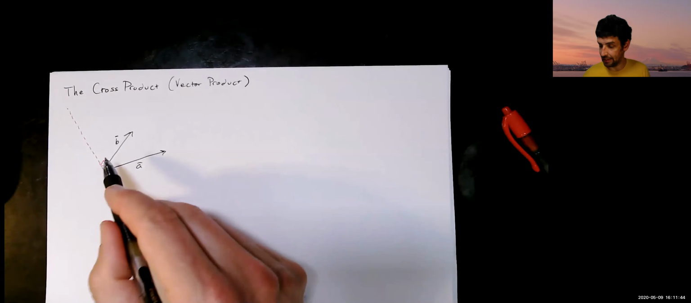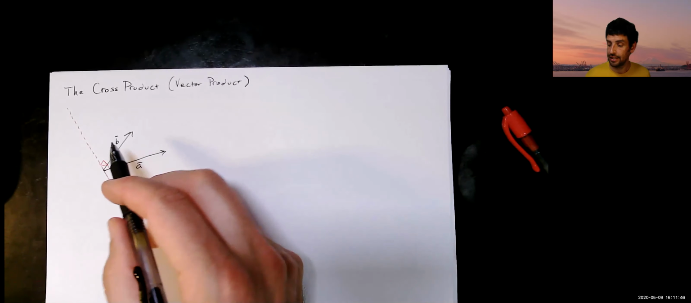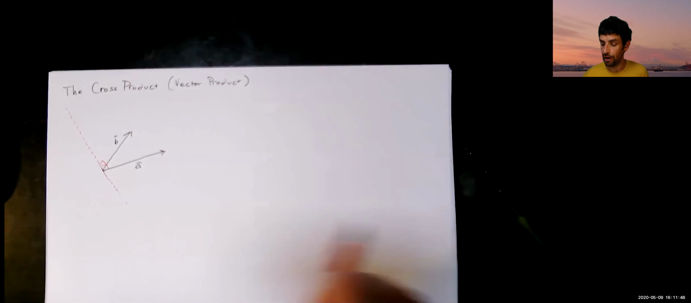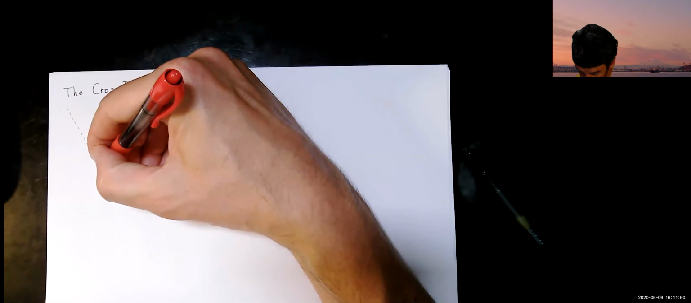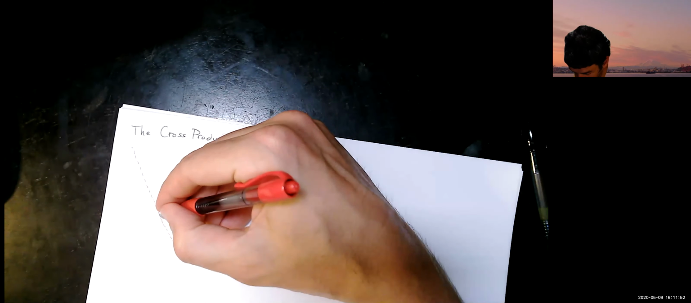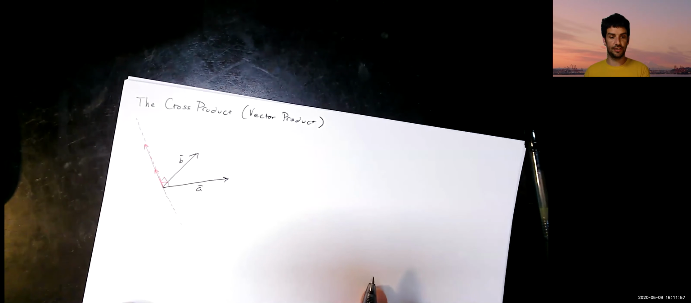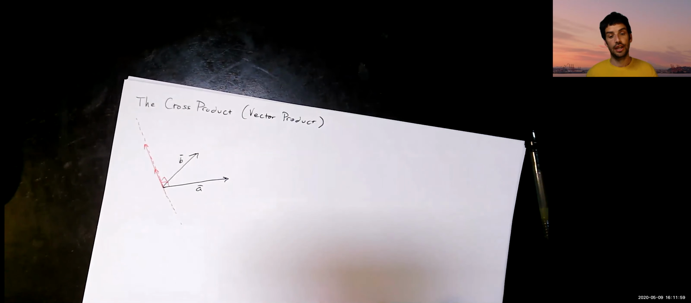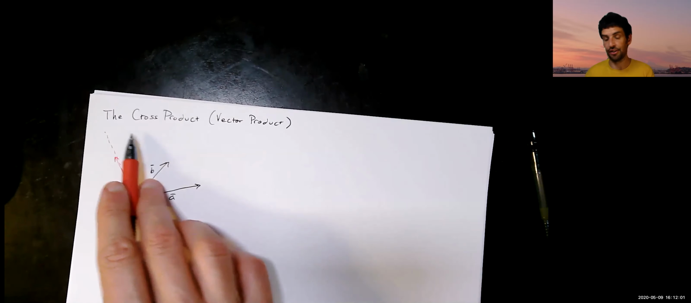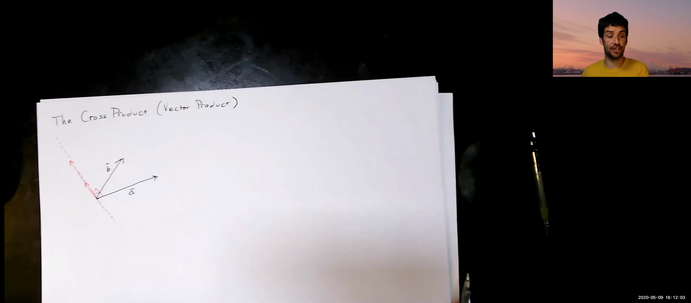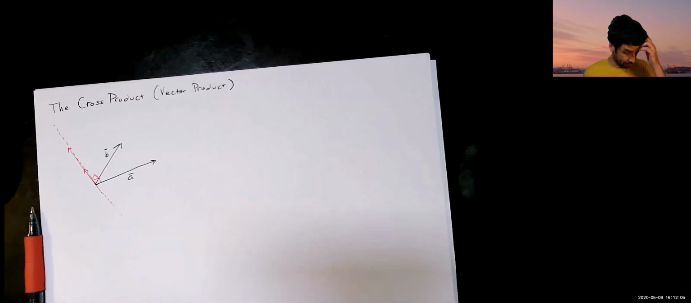And not only is the direction not unique, the length isn't unique. I could draw this vector here or this vector here. Any vector along this line would do. And so I can't say there's the cross product with just that condition. So we're going to add some conditions, okay?